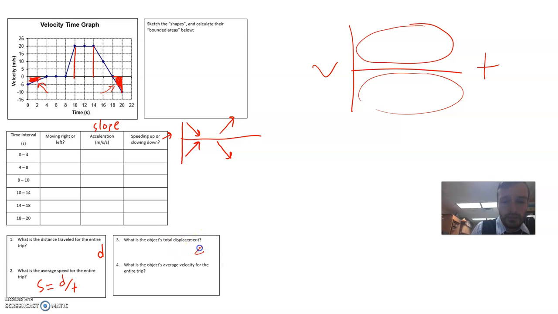Then when it says what's the object's total displacement, well, you're going to have 1, 2, 3 positive values from that stuff above the VT graph, but then you're going to have 2 negative values from the part that happened below the x-axis on the VT graph. So make sure you're adding and subtracting appropriately, and then with velocity you do delta x over t.